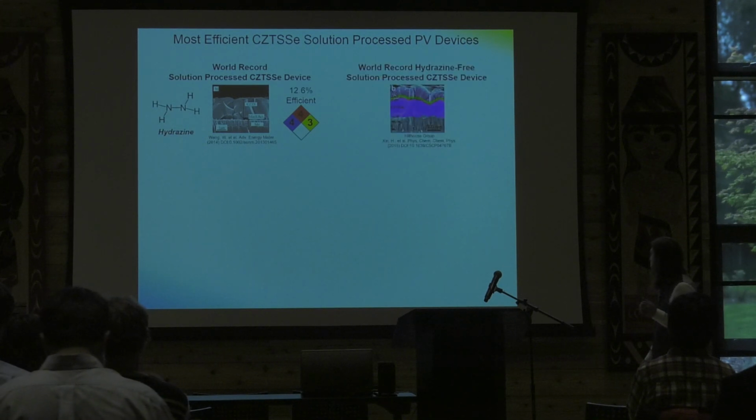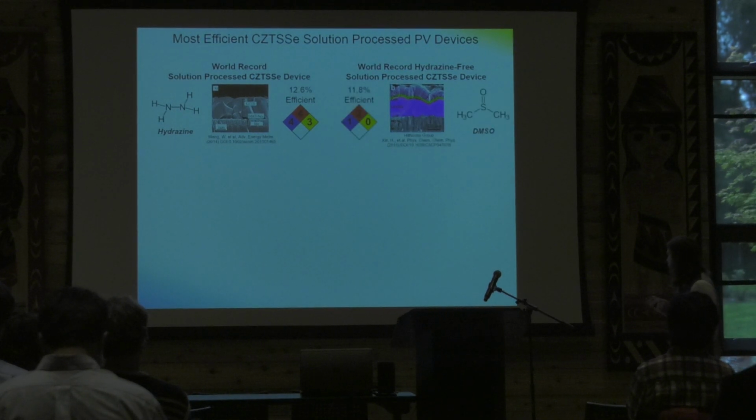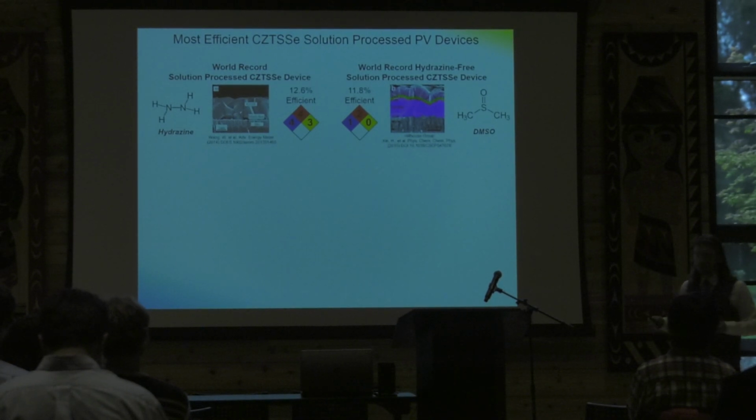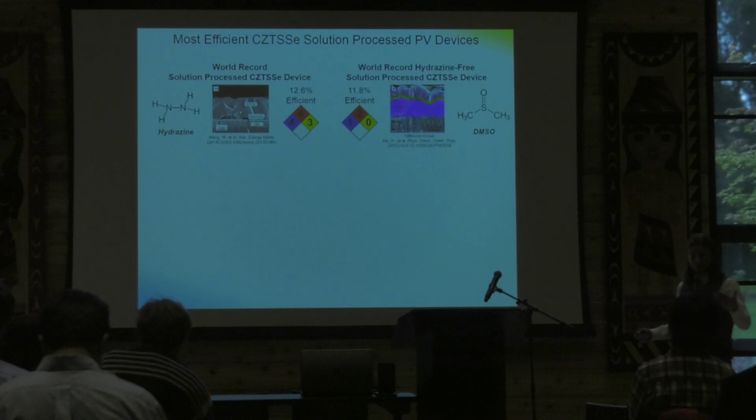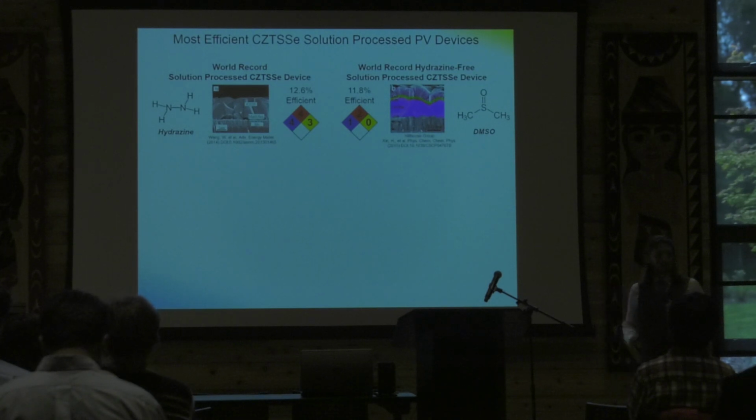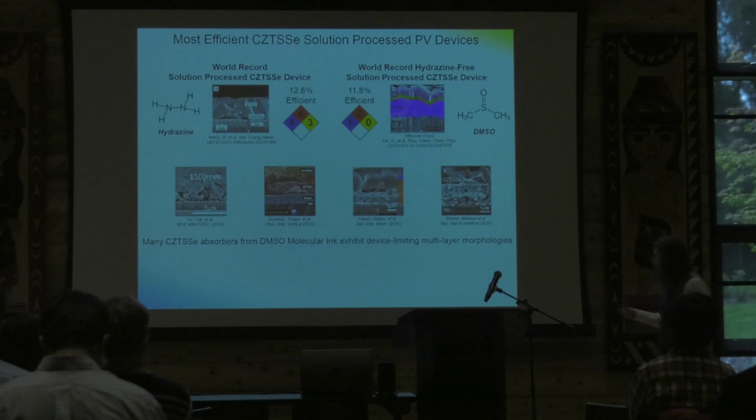So in the Hill House lab, we've engineered a process that uses a different solvent, DMSO, and has produced devices up to 11.8% efficiency. This is the world record hydrazine-free solution process for CZTS, which is pretty comparable to the hydrazine solution process. And it's been widely adopted, but the issue is a lot of other groups find that they get these fine grain layers whenever they use this DMSO molecular ink process.